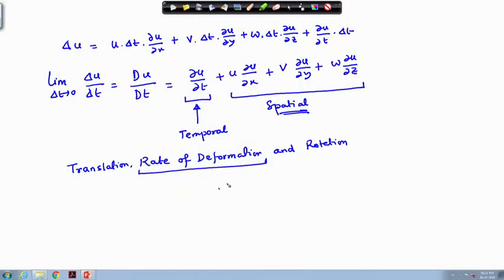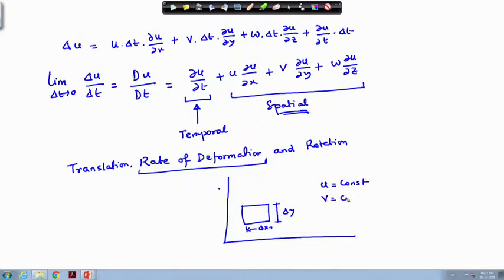It is extremely important that you clearly highlight that the concept of fluid element is a Lagrangian concept, the concept of control volume is an Eulerian concept. If you clarify these things, the students have very good understanding. So, the first thing we need to look at is, suppose we talk about a fluid element of initial dimension delta x and delta y, and it is in a flow field where u is constant and v is constant.